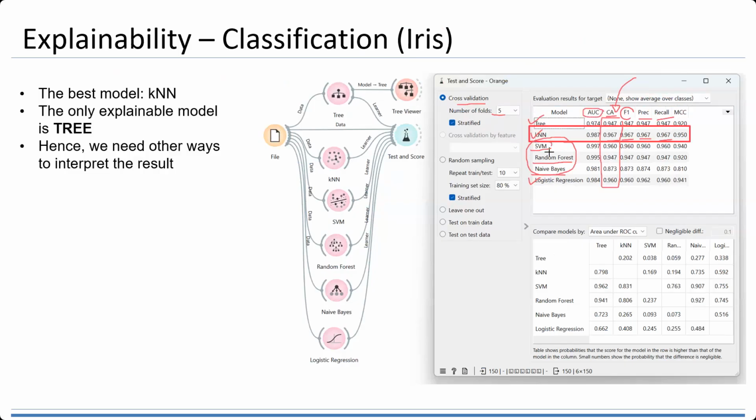SVM is the highest. So how can we choose this one? Let's choose again, because among those methods, KNN shows the best on four measurements. Only on one measurement, AUC, is SVM the best.